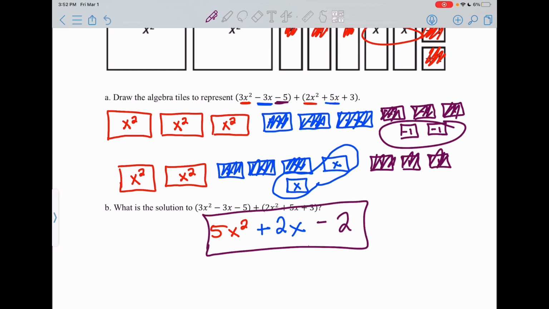And that is how we add polynomials together. We are simply combining like terms, and we're going to see how subtracting polynomials is very similar to this adding polynomials process.